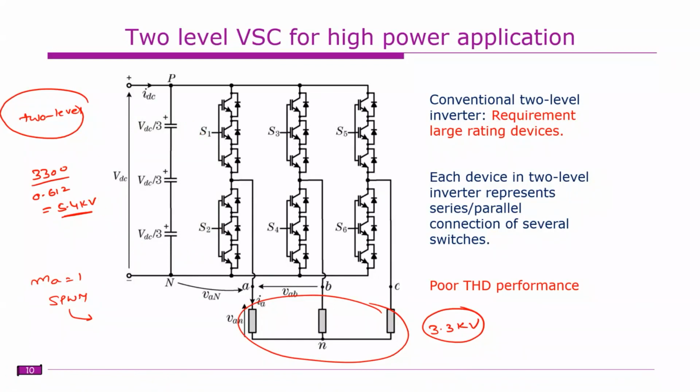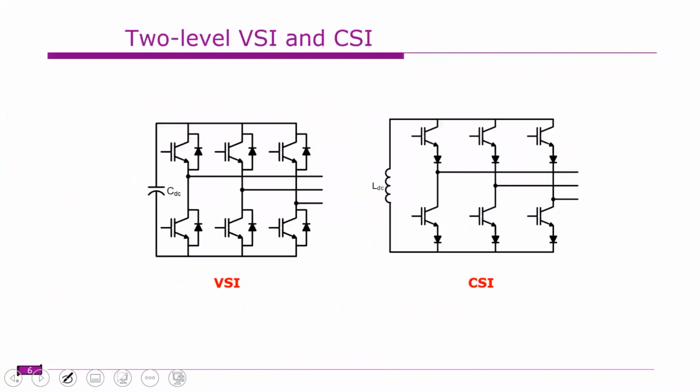Okay, so now tell me, what is the blocking voltage? For example, here the DC voltage is 5.4 kilovolts, and you are getting a 3.3 kV line voltage RMS value. So what is the blocking voltage of this device? How to measure the blocking voltage, or the peak inverse voltage?